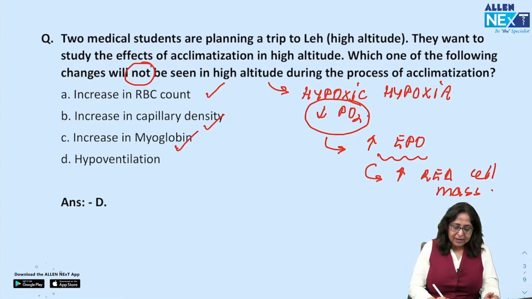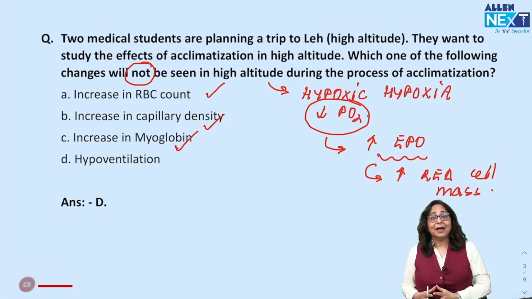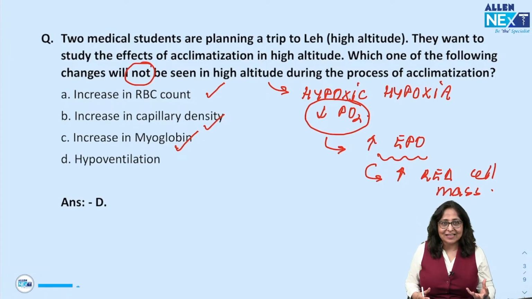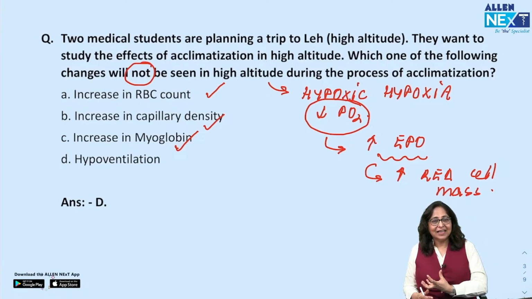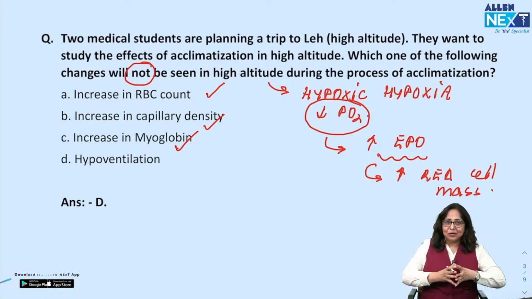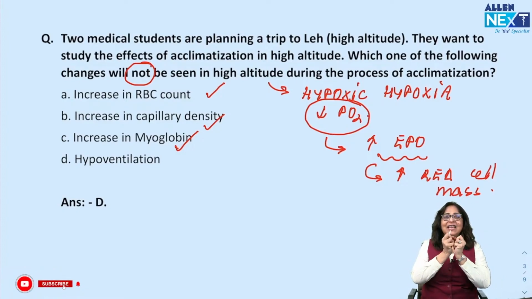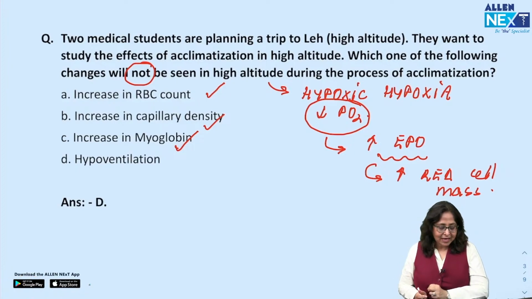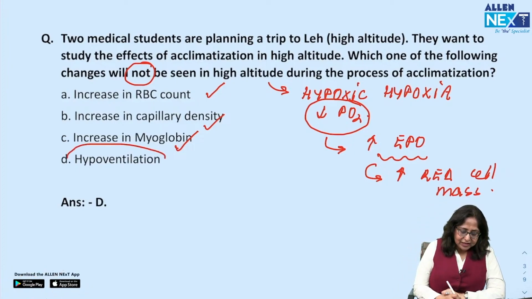Is there going to be an increase in myoglobin? Which is also true. What is myoglobin? Myoglobin is a pigment present in muscles. It is a storehouse of oxygen. In conditions where there is less oxygen, I will increase myoglobin in the muscles so that I have more oxygen stored in the muscles. Is there going to be a hypoventilation?